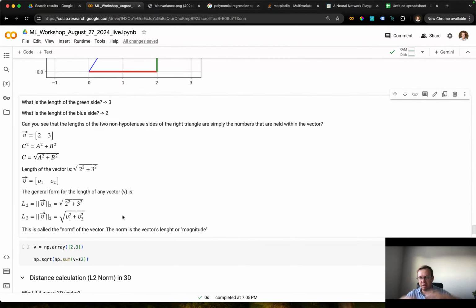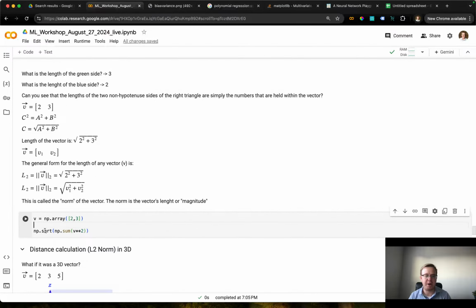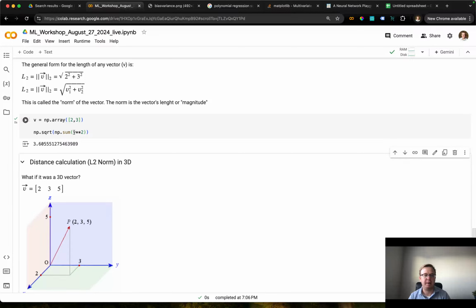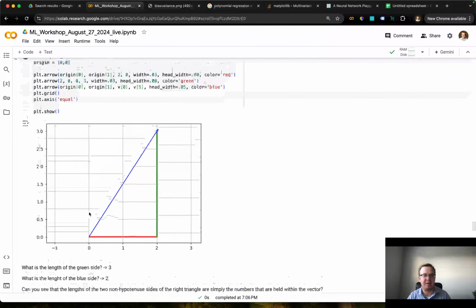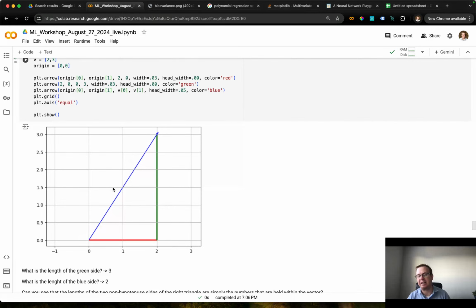This is called the norm of a vector. That's another word for a vector's length. And with NumPy, the calculation is pretty easy. 2 squared plus 3 squared is 4 plus 9, which is 13. The square root of 13 is about 3.6. Okay? That is the length of this blue line. That is the length of that vector. Pretty simple, right?